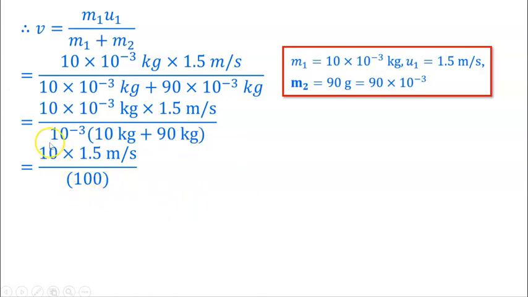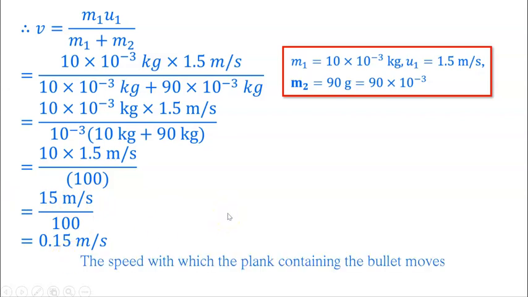Now the next calculation, simplification again. 10 into 1.5 makes 15. 15 upon 100 is nothing but 0.15. 15 upon 100 means we move the decimal two places to the left, and that becomes 0.15 meter per second. Hence the plank containing the bullet moves with a velocity of 0.15 meter per second. The bullet that has gone into the thick wooden plank and the plank both move ahead at the same speed, and its velocity is 0.15 meter per second.